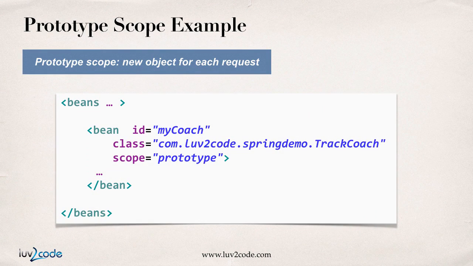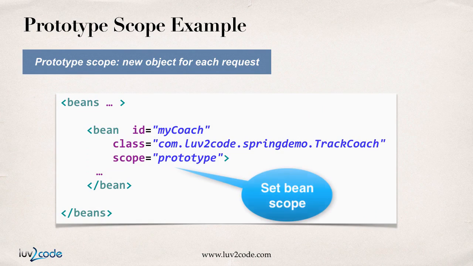So here's an example of using prototype scope. Again, remember prototype scope, a new object is created for each request. So in this example, I have my bean ID of myCoach, and I have scope equals prototype. That means that every time I make a request for this myCoach, it'll create a new instance each time.